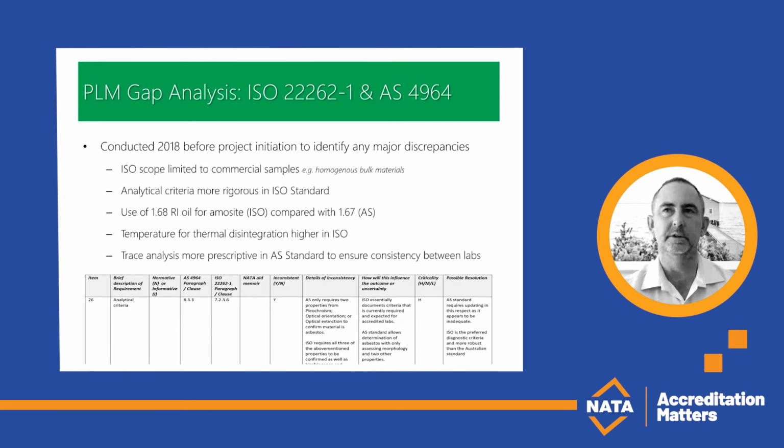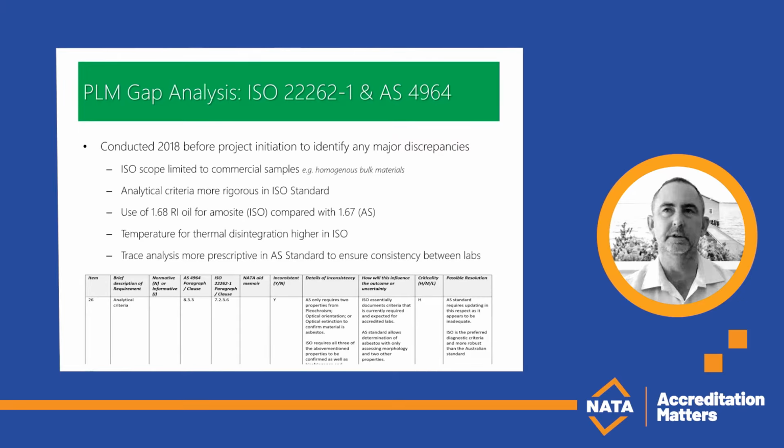The initial gap analysis was aimed to determine alignment with AS4964 and identify any major discrepancies that could render the document unworkable. The findings revealed that the scope of the standard was limited to commercial samples, which is inadequate for the broader Australian context, where we really needed a standard to include ores, soil, and naturally occurring asbestos. There were some minor discrepancies noted in the analytical criteria, with the ISO standard being slightly more rigorous, and facilities will need to map out in more detail the change in the new analytical criterion for the classification of the asbestos varieties.